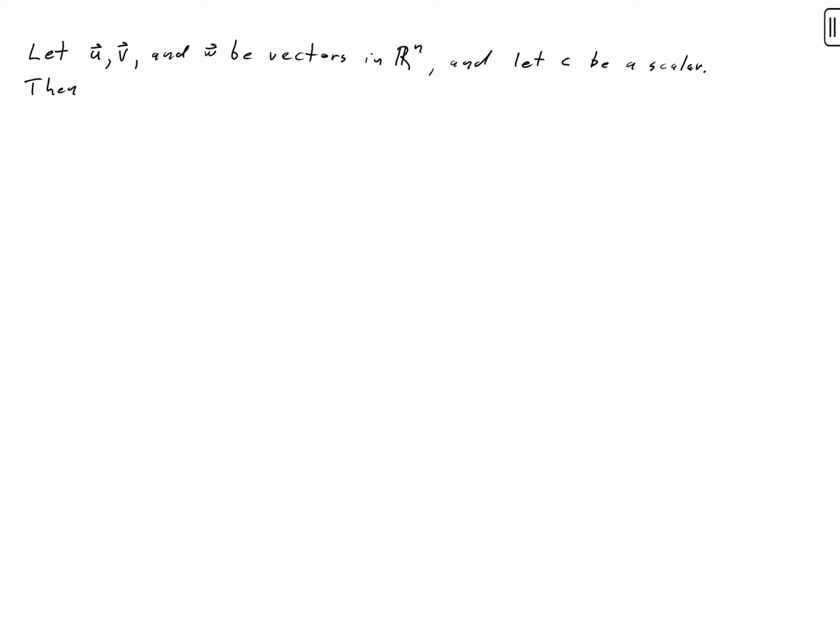Then our first result, A, was that u dot v is equal to v dot u, no matter what u and v are. The second result is if I take u plus v dot w, this is equal to u dot w plus v dot w.